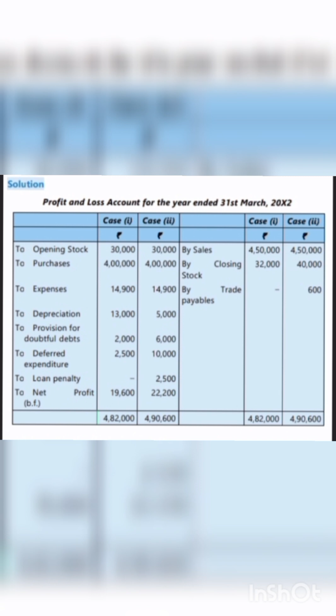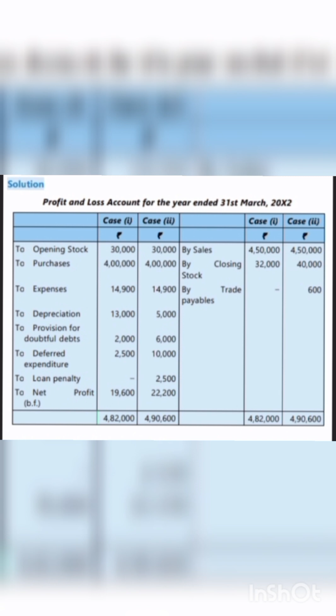And another item in the income column is by trade payables. For going concern it is nil, and for non-going concern it is rupees 600. How has it come? You can see in additional requirement part G, 12,000 multiplied by 5%, that is 0.05.